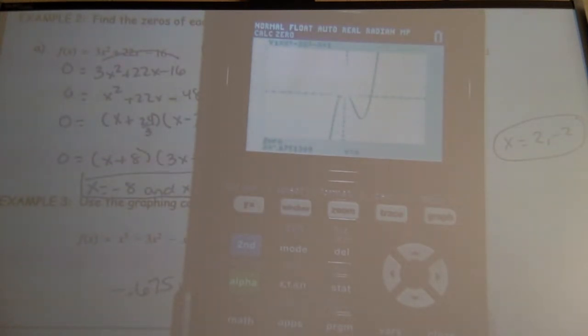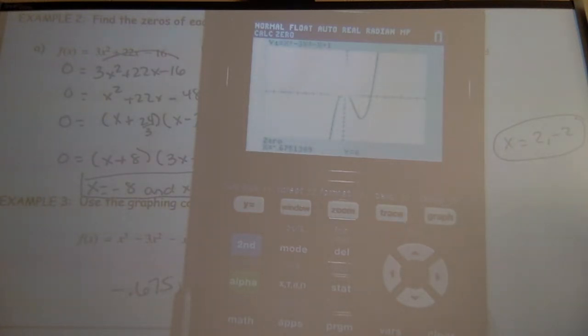So which way are we going? You want to go left bound, so you gotta be over here. You gotta be the left side. There you go. Anywhere. So I just pick a number. Are you going to the left of the 0? Hit enter. Now you gotta move it to the right, so you gotta move it so it's above the x-axis. Perfect. Hit enter. And hit enter. Ah, okay. All right.